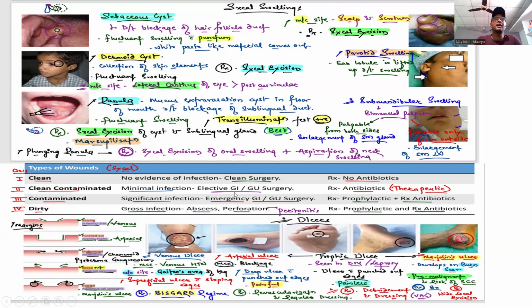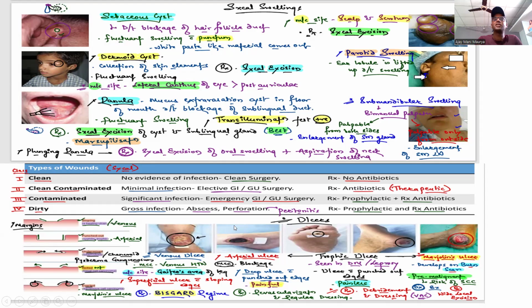Also, guys, there are types of wounds: class 1, class 2, class 3. Class 1 is clean surgery, with no evidence of infection and no antibiotic required. Class 2 is clean-contaminated, such as elective genitourinary surgery, with minimal infection, and you have to give antibiotics. Please remember this one, guys.